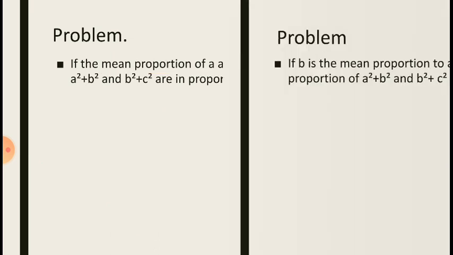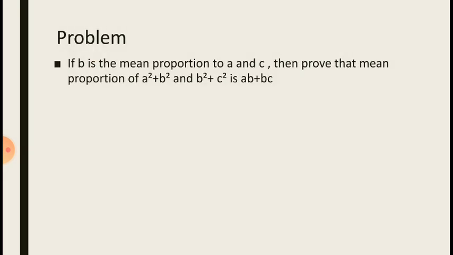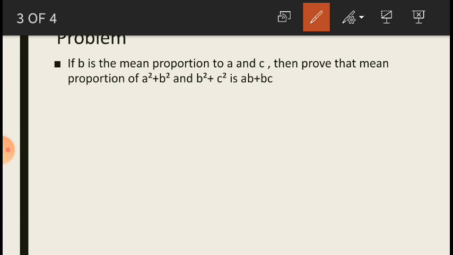So now coming to the next, again it says that B is the mean proportion of A and C, then prove that the mean proportion of A square plus B square and B square plus C square is AB plus BC. Quite similar, B is the mean proportion of A and C is given. That means again we can write, given B square equal to AC.